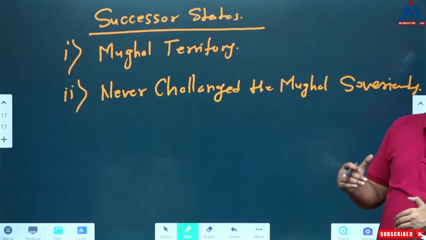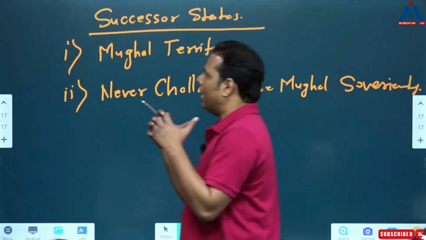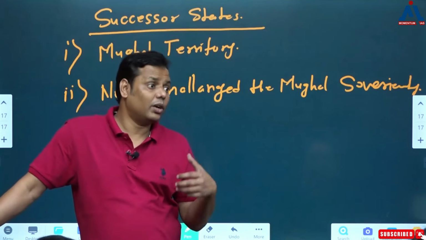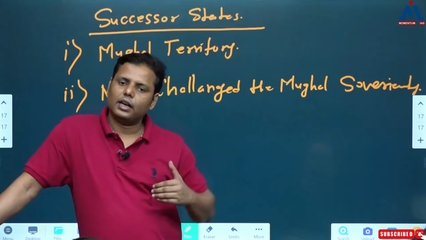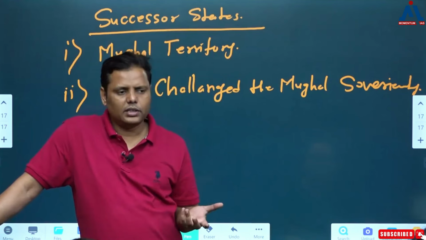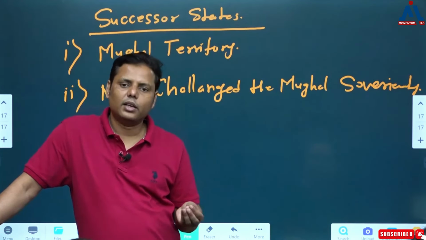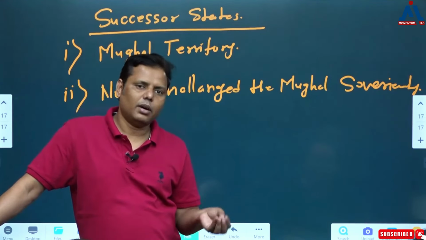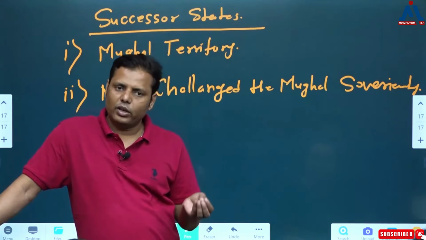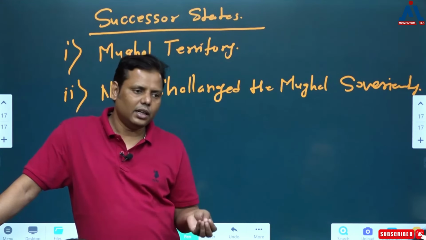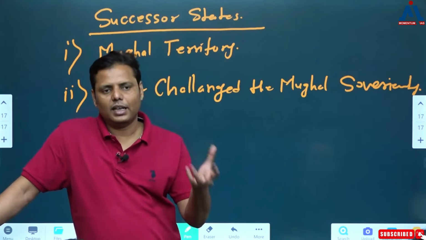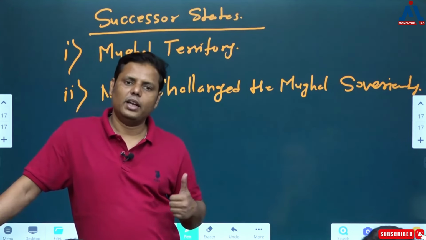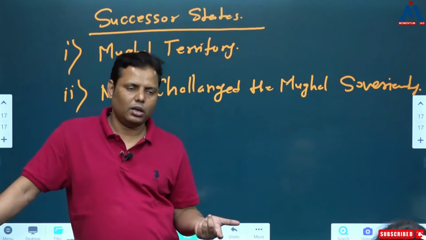Whatever symbolic things were there through which they could convey the idea that they were still considering the Mughals as the sovereign power, they continued. Such as they kept on reading the khutbah in the name of the Mughals. What is khutbah? It's the Friday namaz offered by any administrator. If any administrator starts reading the khutbah in his own name, it means that he has declared himself a sovereign power. So they kept on reading the khutbah in the name of the Mughal Badshah.